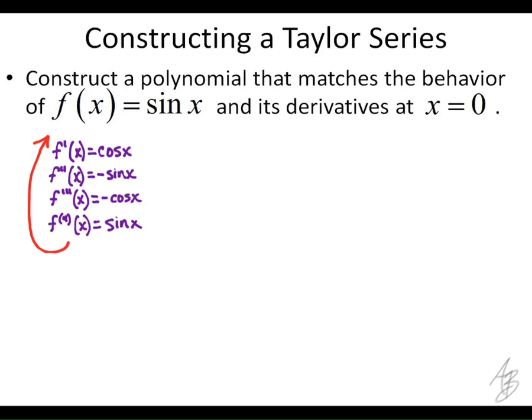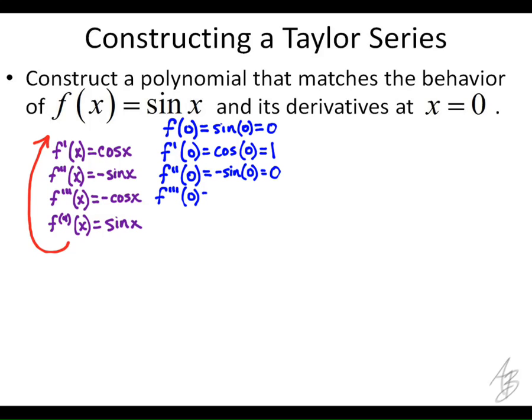Once we've done that, since we want to match the behavior at x equals 0, we're going to evaluate sine of x at 0 and all of its derivatives at 0. So the sine of 0 is 0, the first derivative at 0 is going to be 1, the second derivative at 0 is going to be 0, third derivative at 0 is going to be negative 1, and just like the derivatives, we're going to run into a pattern here where it's going to go 0, 1, 0, negative 1, 0, 1, 0, negative 1, and so on. This pattern is going to be really useful because it's going to allow us to write a general term for our polynomial.